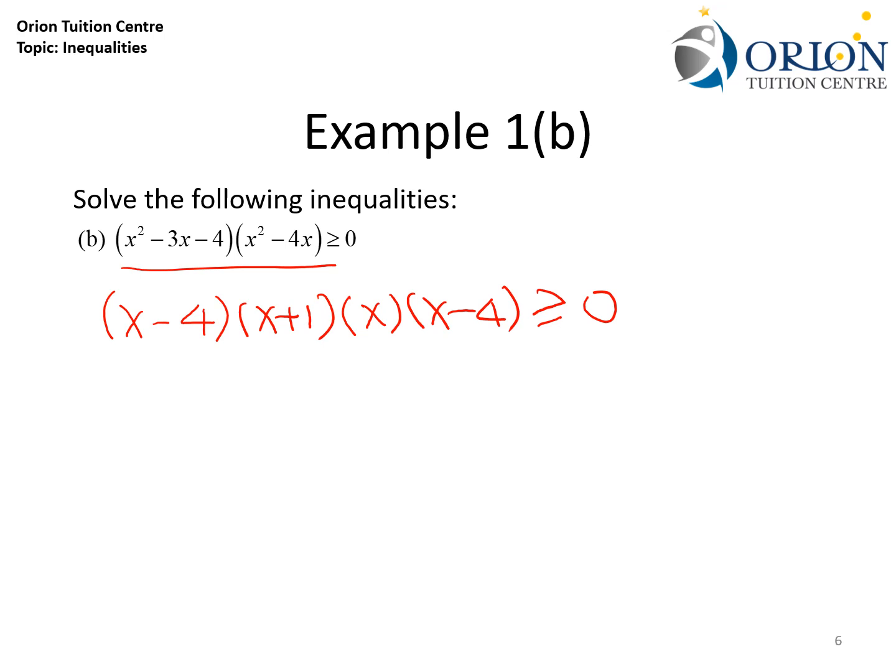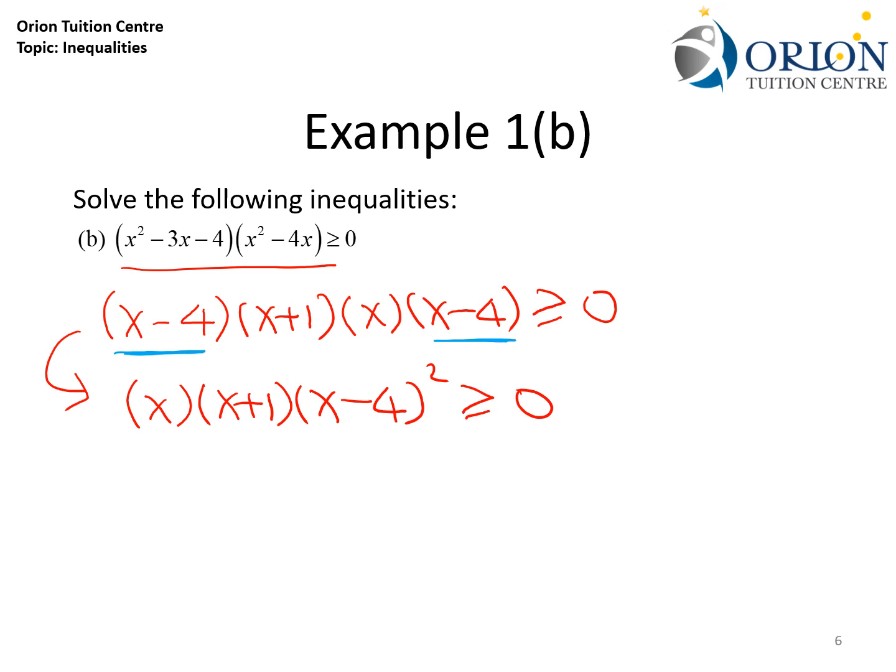And note that next we have x minus 4 appearing twice. That means I can simplify this expression into x multiplied by (x + 1) multiplied by (x - 4) squared, more than or equal to 0. Now note that this square tells us that it is a repeated root, and therefore since it's an even power, we have to do a U-turn when x is equal to 4.